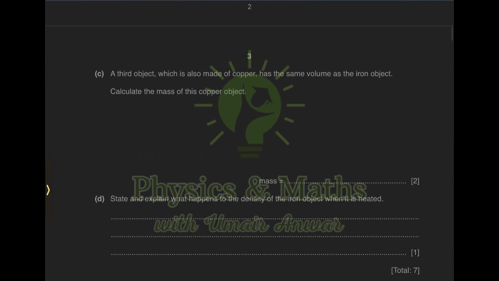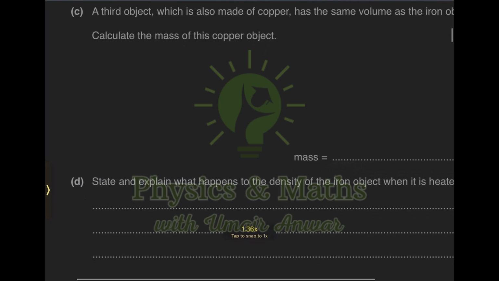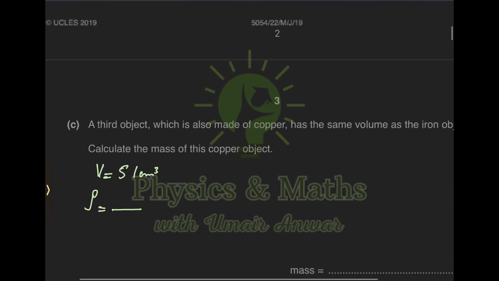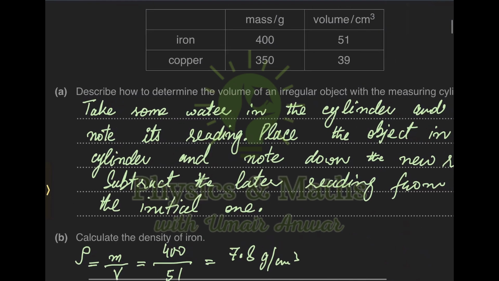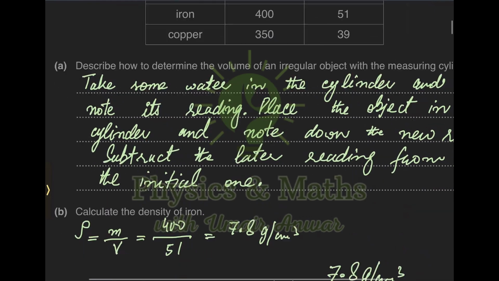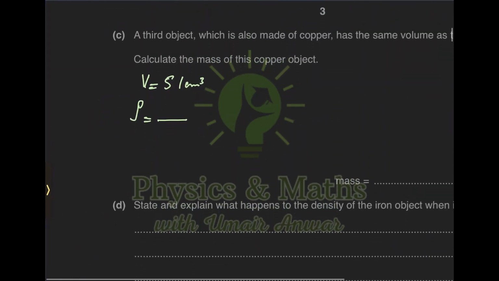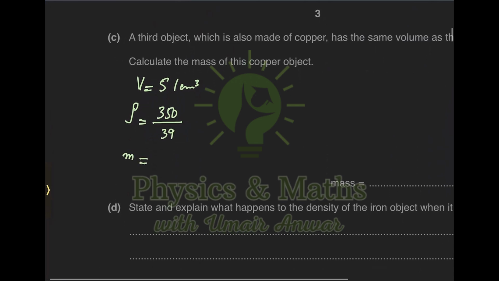The next part says a third object which is also made up of copper has the same volume as the iron object. Calculate the mass of the copper object. So first of all, we are given the volume of the object, which is 51 because it has the same volume as the iron, and the density of this object is going to be the same as the density of the copper. And for the copper, we have the mass of 350 and the volume of 39. So I'm going to write 350 upon 39, and the mass is the quantity that we have to find here.